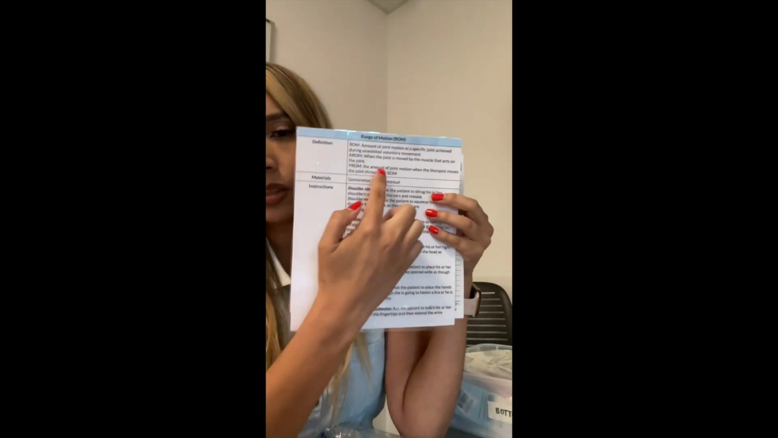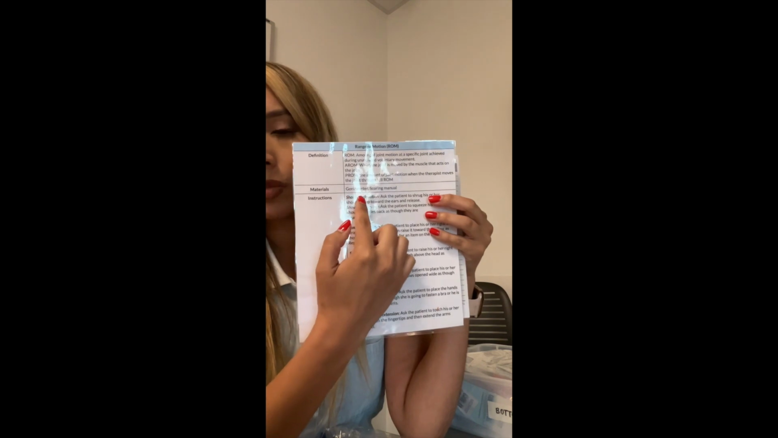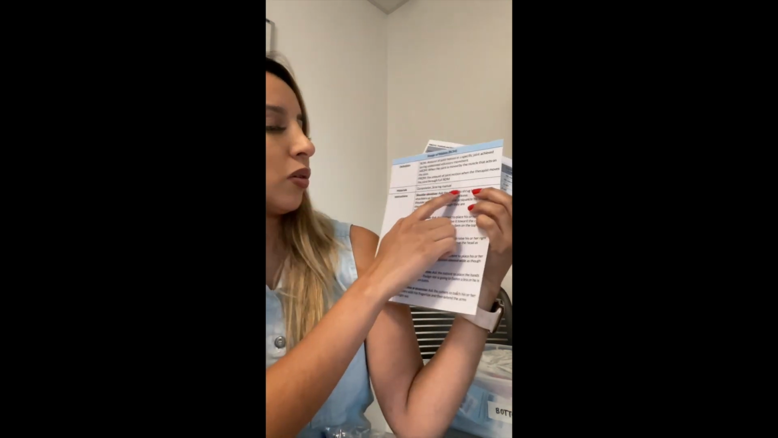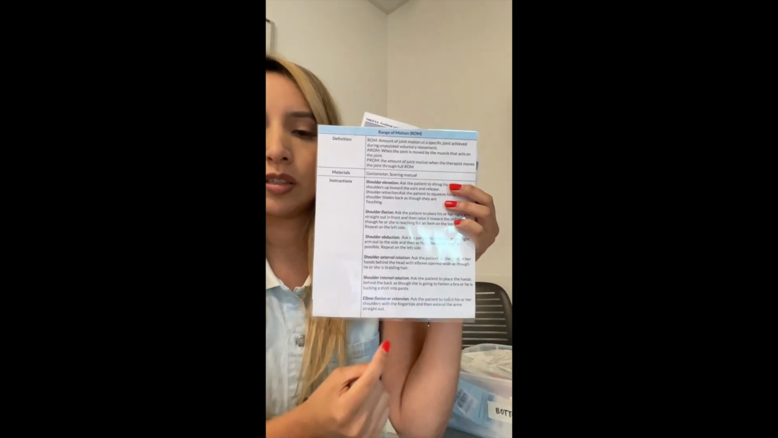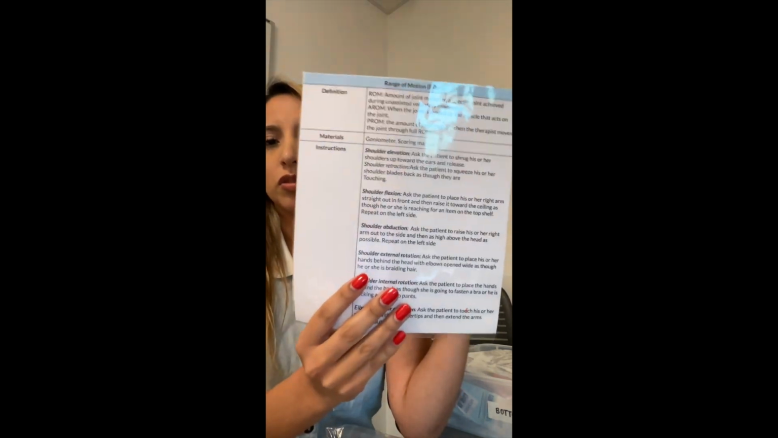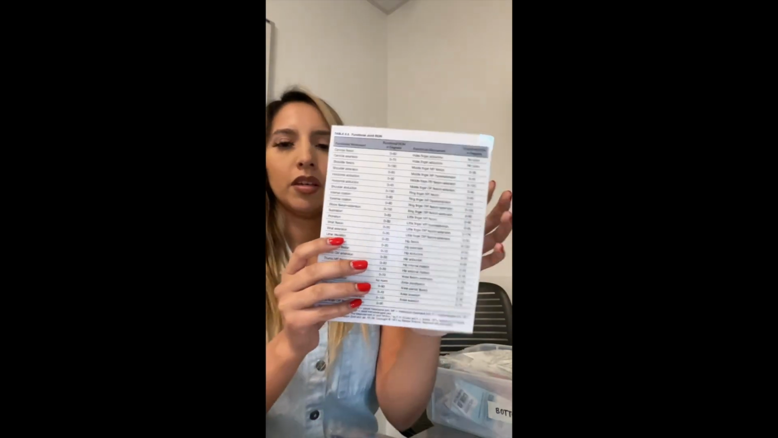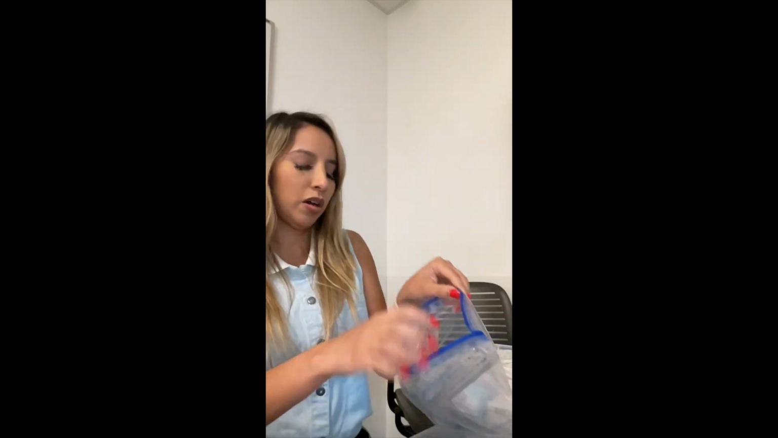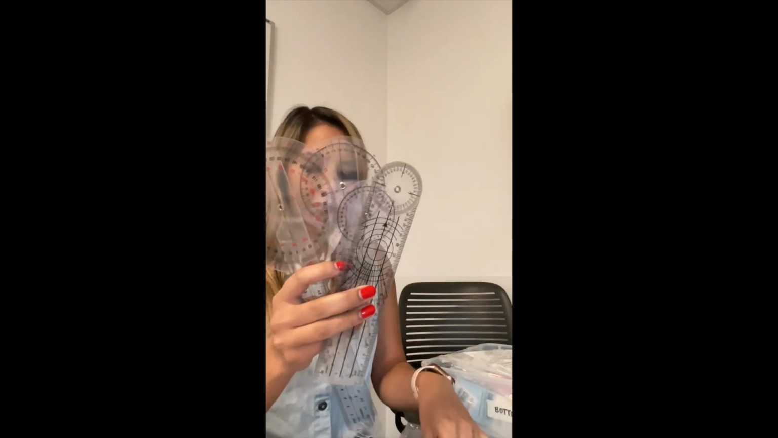So for the range of motion, I have the definitions, materials, which is going here, and the scoring manual, and then the instructions, and I have instructions front and back. I have the instruction manual, goniometers. I have all of them here. Alright, that's that for range of motion.